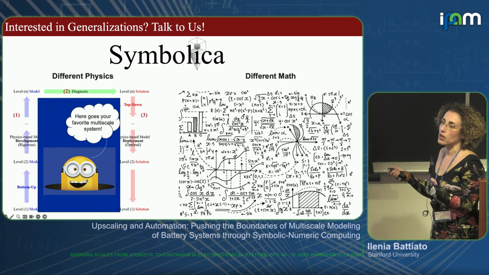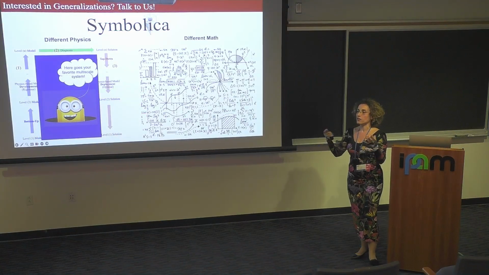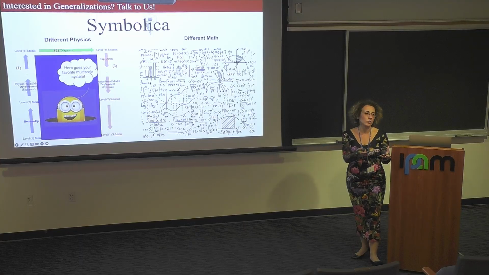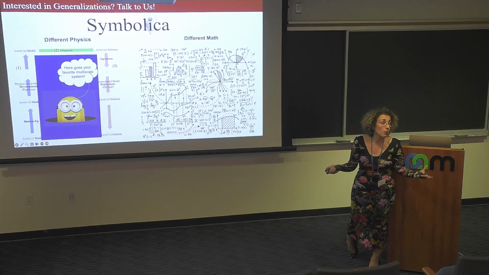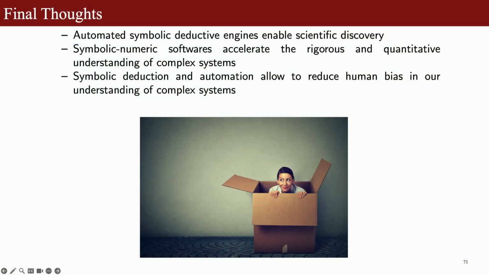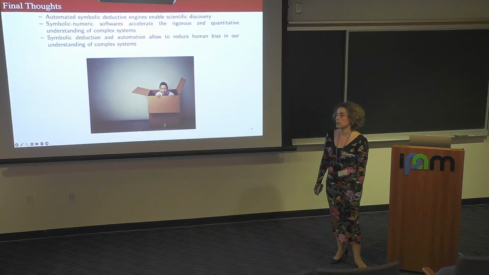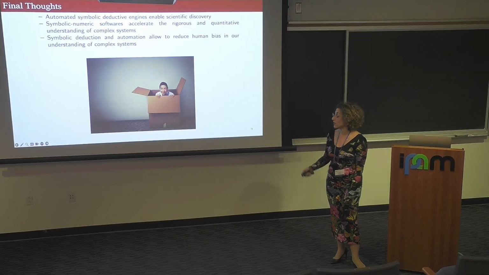We're also interested in automating different math. I think what this demonstrates is that we can automate very complex mathematical derivations that are relevant to physical systems. If we did it for homogenization, we can probably do it for another theory. And with this, the final thoughts: for me the most important thing is that symbolic deduction and automation not only speeds up things dramatically, but actually reduces human bias in how we understand complex systems. So maybe we'll discover models and physics, going across scales for complex systems, that we wouldn't have anticipated or expected.